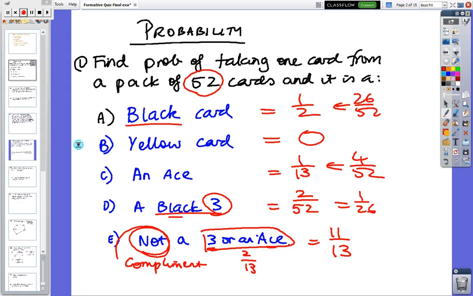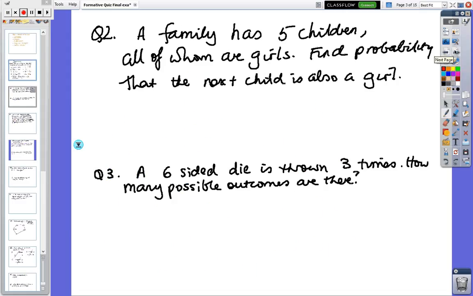Okay, coming across. We're looking at independent events, the first one. A family has 5 children, all of whom are girls. What's the chance of the next child being a girl? And then the next question, a 6-sided die is thrown 3 times. How many possible outcomes are there? Okay, so pause, and when you're ready, come back.